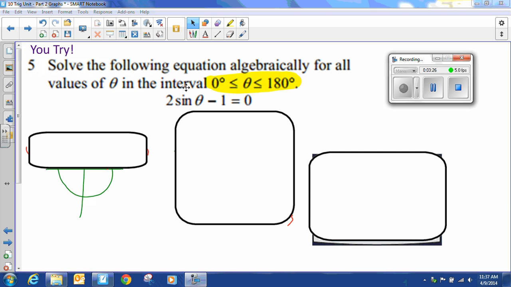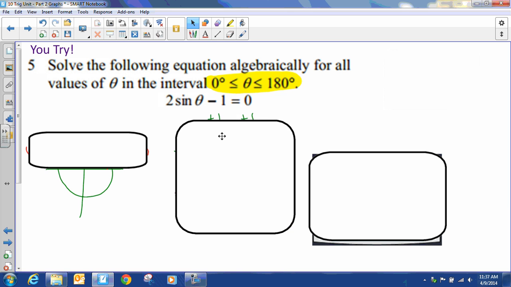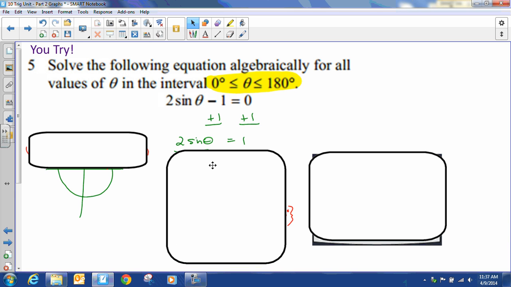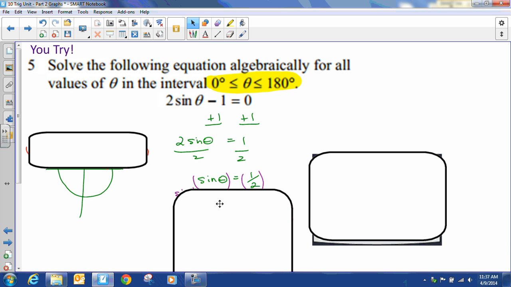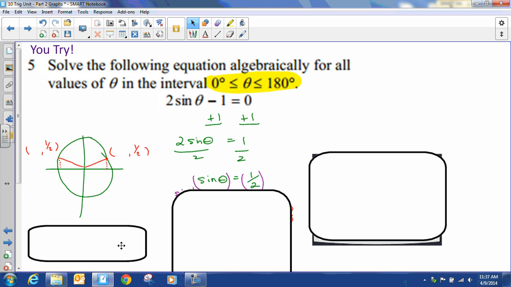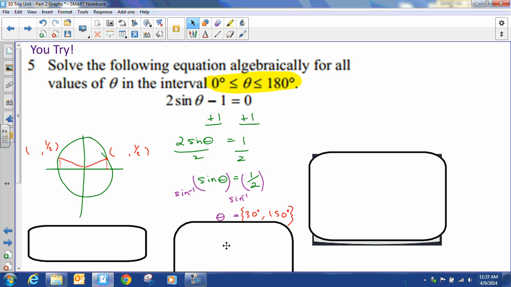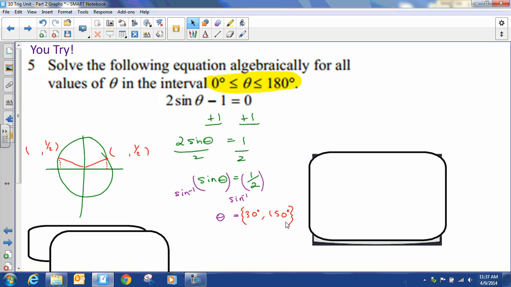Okay, so now we are solving this equation. We're looking for all the values of theta that fall between 0 and 180 degrees. So let's go ahead and solve this algebraically. We add 1 to both sides. We have 2 sine theta equals 1, divide both sides by 2, and now we have sine of theta equals 1/2. Let's draw the unit circle. As you can see, sine is the y value, and we recall from the unit circle that 30 degrees has a y coordinate of 1/2, but so does 150 degrees. So the answer is 30 degrees, 150 degrees.